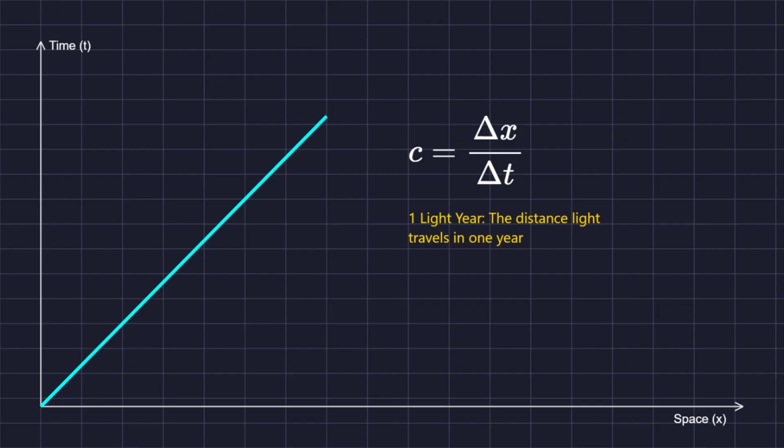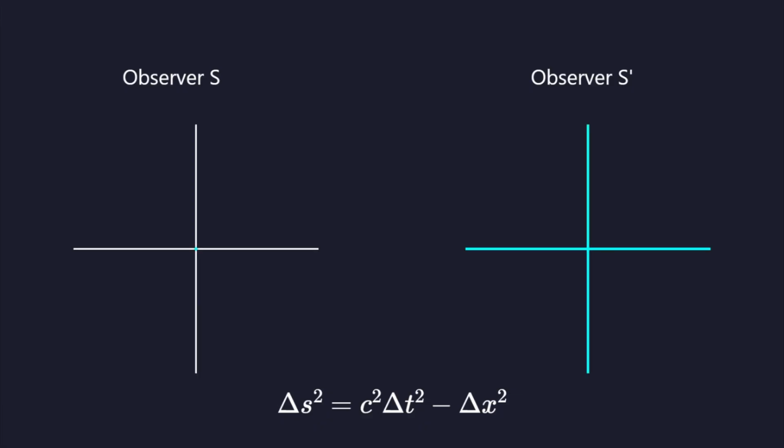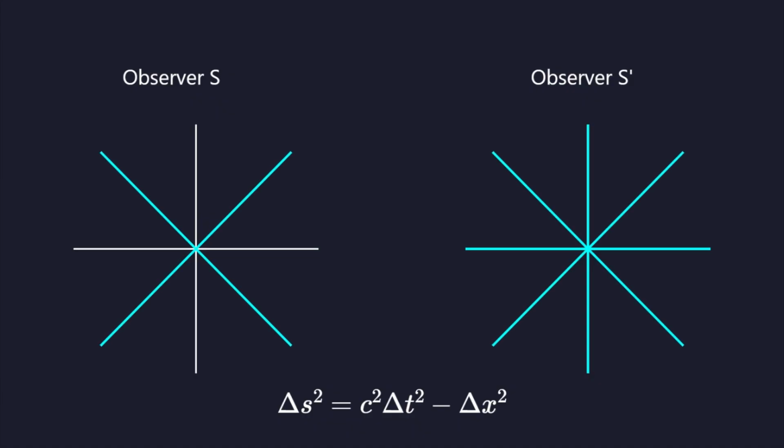The speed of light is not just a speed, but a conversion factor between space and time. This mathematical relationship is why we measure cosmic distances in light years. Space and time are fundamentally two aspects of the same fabric.